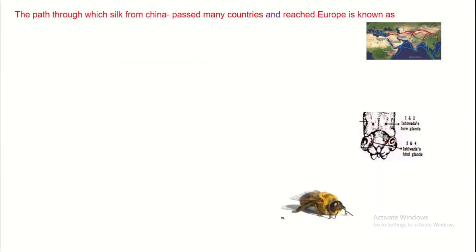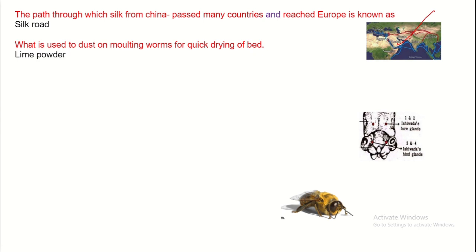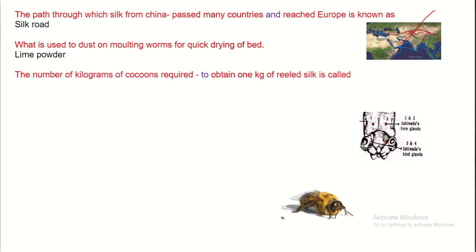The path through which silk from China passed through many countries and reached Europe is known as the Silk Road. What is used to dust on molting worms for quick drying of the bed? That is lime powder. The number of kilograms of cocoon required to obtain 1 kg of reeled silk is known as rendita.